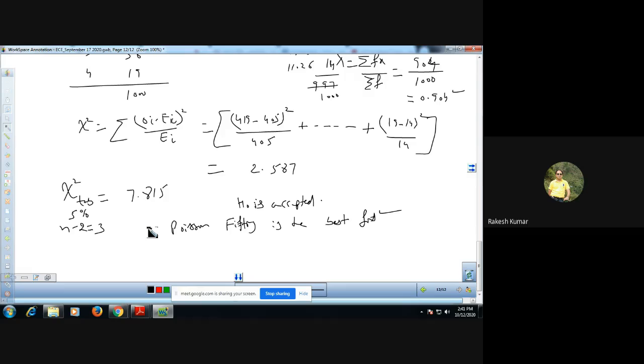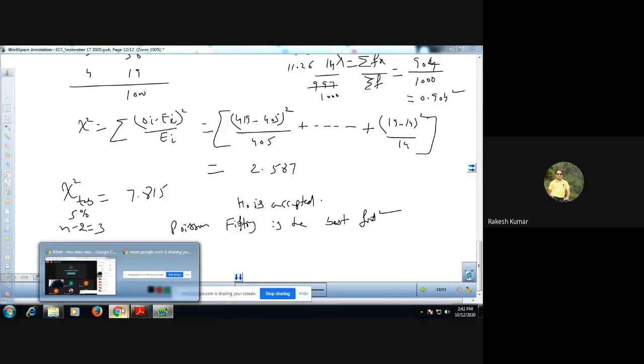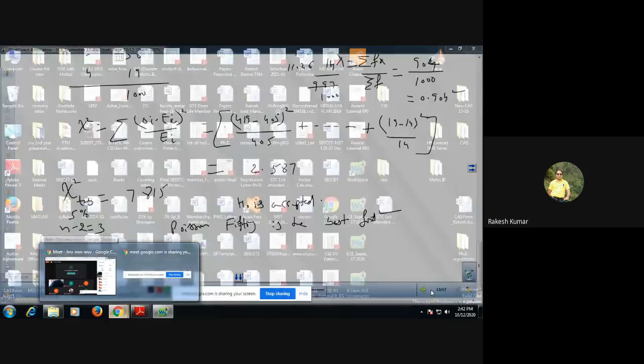This is the procedure to compute the fitting question. It is a very important question, for both Binomial and Poisson. You have to apply this. So this is all about fitting. Thank you very much. I stop here. We shall continue in the next class.